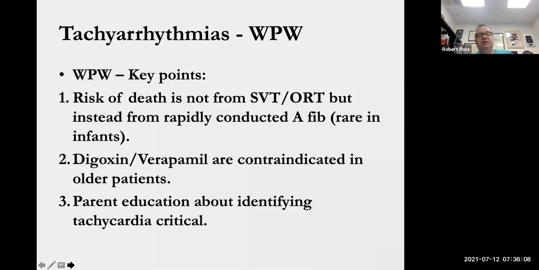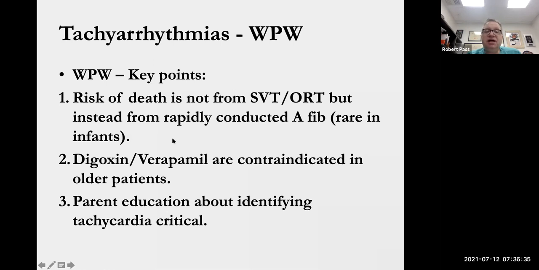So importantly, when we think about WPW, the risk for death is not from SVT or ORT, even though those are by far the most common arrhythmias we see. So when someone has WPW, by far the most common thing we see is SVT or ORT. But the thing we worry about the most is rapidly conducted AFib, which thankfully is very rare in infants.